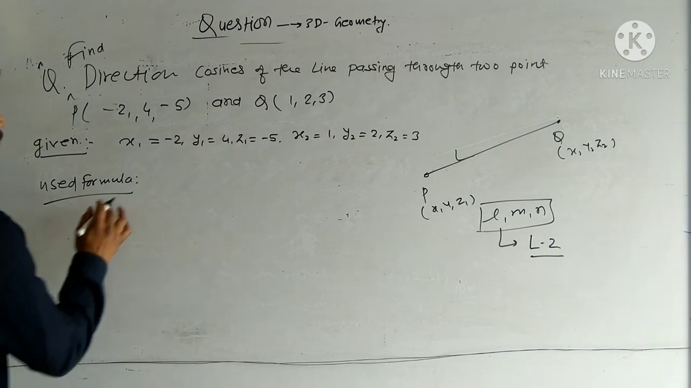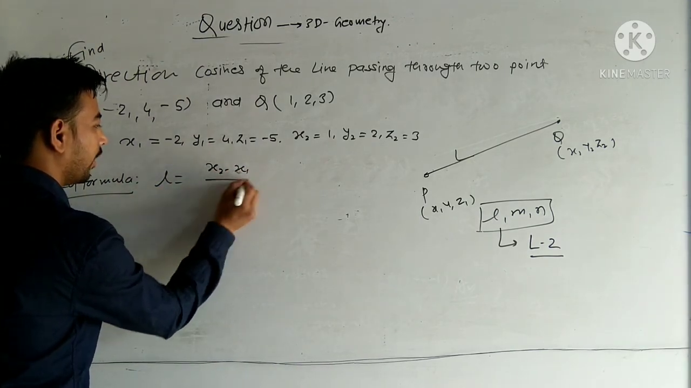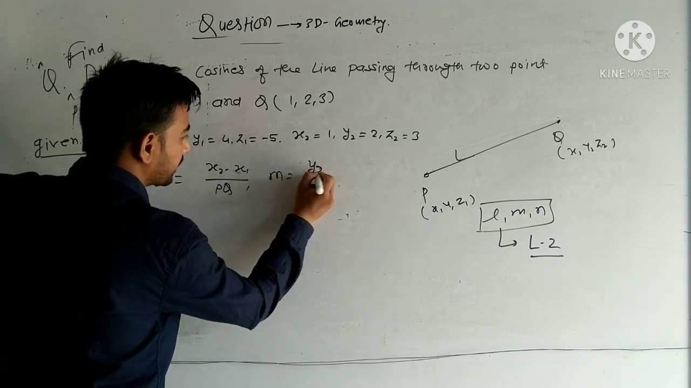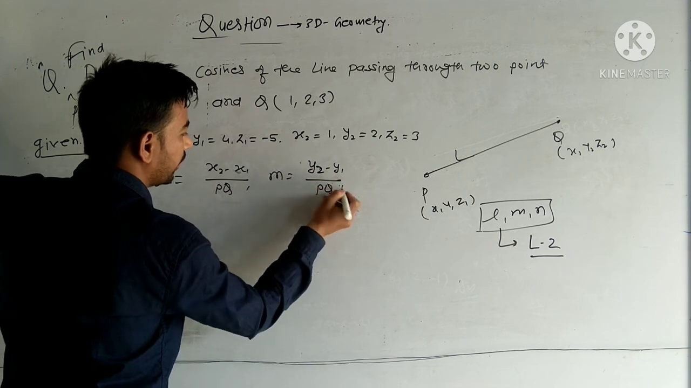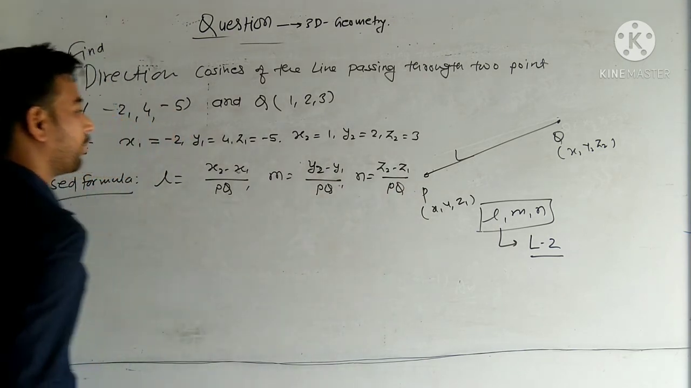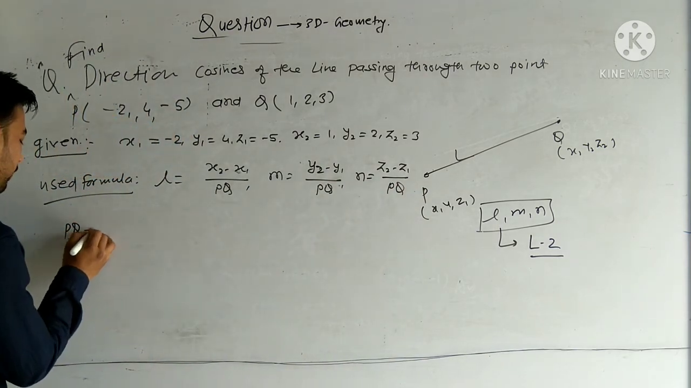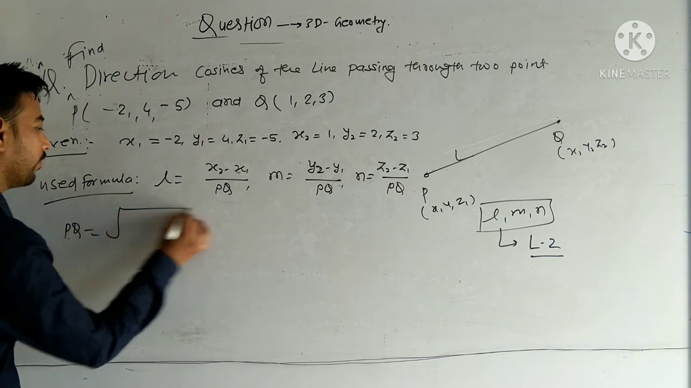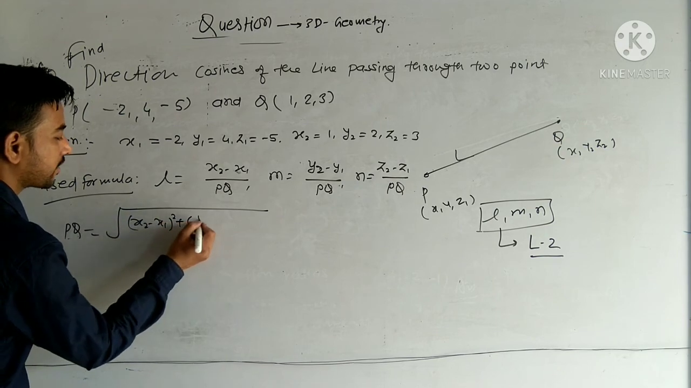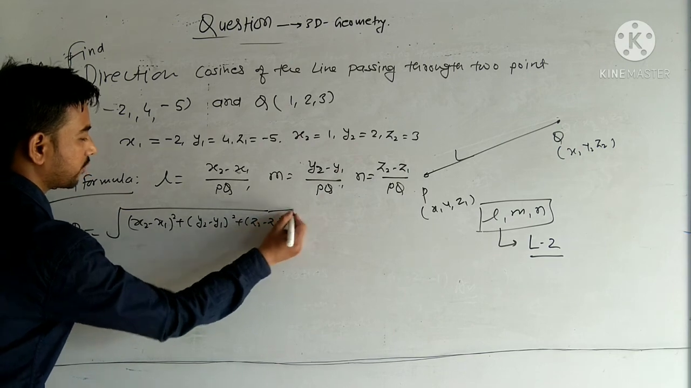Okay, so the formula used is l equals x2 minus x1 upon PQ, m equals y2 minus y1 upon PQ, and n equals z2 minus z1 upon PQ. So first we will find PQ. This one is the distance formula, no? PQ equals the square root of x2 minus x1 whole square plus y2 minus y1 whole square plus z2 minus z1 whole square.